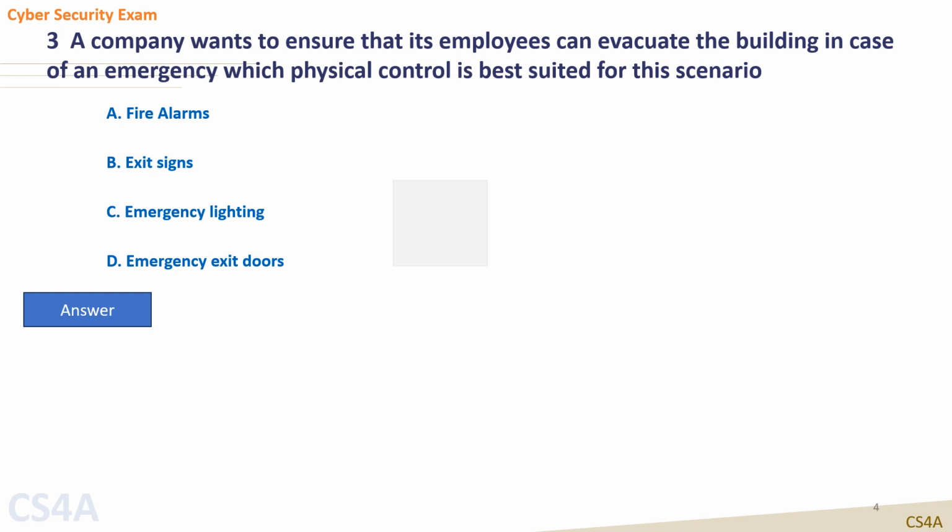So here the question is, a company wants to ensure that its employees can evacuate the building in case of emergency. Which physical control is best suited for this scenario? So here the keyword is best suited. The first option is fire alarm. A fire alarm is used to detect the emergency situation. An exit sign does not properly solve emergency evacuation. And emergency lighting also won't solve the emergency evacuation. So emergency exit doors is the correct answer, because through the emergency exit door, the employees can evacuate and go to the safest place in the building. So option D is the correct one.